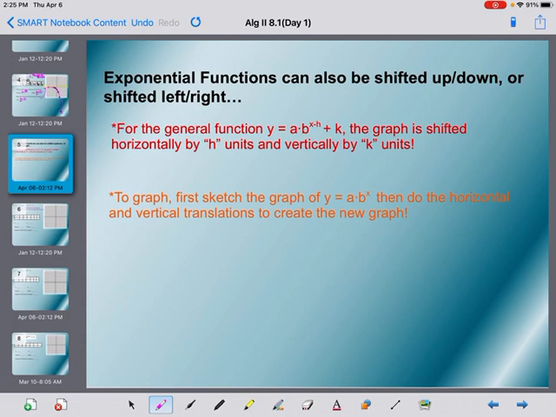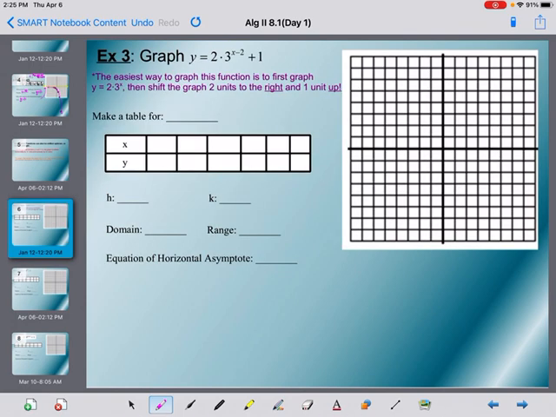This works exactly the same as it did in the last chapter when we were manipulating our square root and cube root graphs. So let's try our first example. We want to graph y equals 2 times 3 to the x minus 2 plus 1. And it says right underneath it, the easiest way to graph this function is to first graph y equals 2 times 3 to the x.